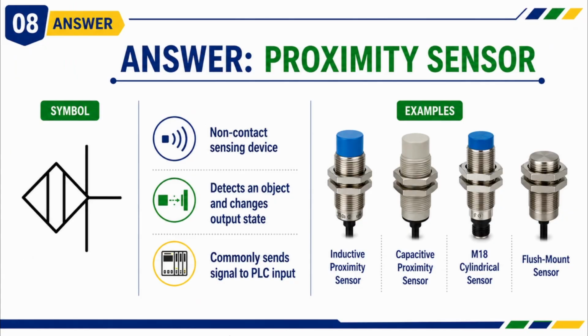A proximity sensor is a non-contact sensing device. It detects an object and changes its output state without physical contact. These sensors are commonly used to send a signal to a PLC input. Common types include inductive, capacitive, cylindrical, and flush mount sensors.